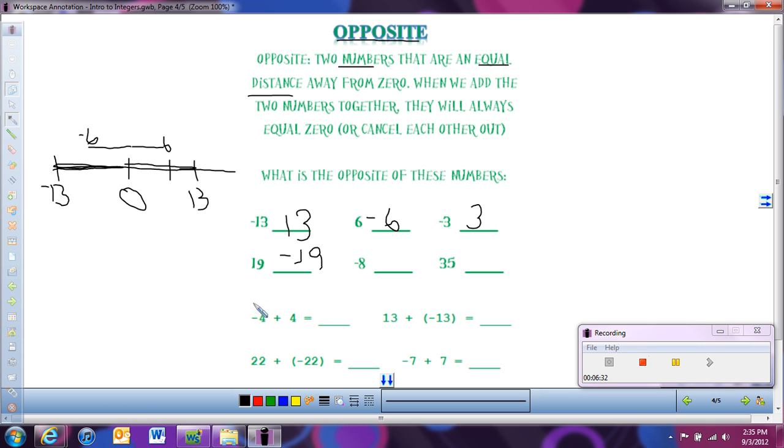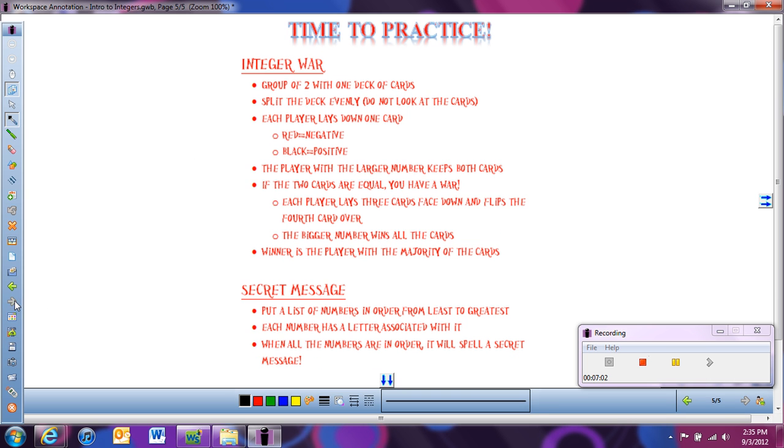And like we said above, anytime we're adding two opposites together with each other, we'll always get 0. If I'm at negative 4, right here, and I add on 4, so I move to the right 4 spots, I'll end up at 0. If I start at 13, and I add on negative 13, so that's like backing up 13 spaces, I'll end up at 0. Very important concept for adding and subtracting integers.